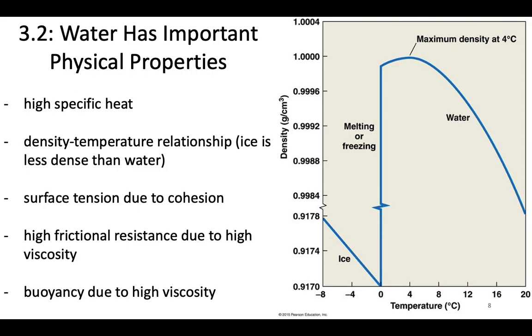Water has some physical properties that are going to be really important for determining the ecology of the organisms that live in aquatic environments. It has really high specific heat, which means it takes a lot of energy to heat it up. There's also a density-temperature relationship: water when it's frozen is less dense than liquid water, and so ice will rise to the surface. We also have surface tension due to cohesion, which creates strong bonding forces on the surface of water. And then high frictional resistance due to viscosity, and buoyancy. In our in-person sessions, we'll talk about why these physical properties of water dictate the organisms that live in aquatic environments.